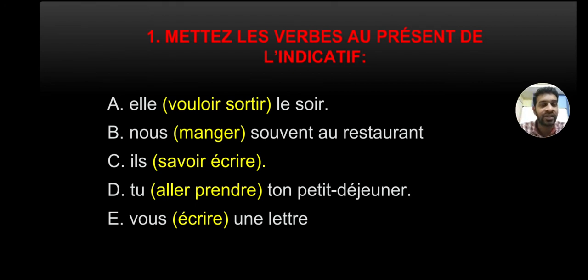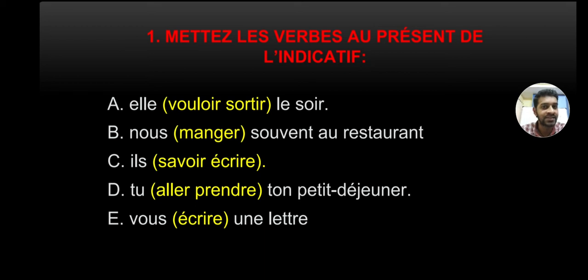Okay, so what about the other sentences? We got two verbs in the bracket. Keep in mind, in French, only the first verb will be conjugated. The second verb remains in infinitive form. For the first sentence, we got vouloir and sortir. Vouloir means want, sortir means to go out. So in this case, we'll be conjugating just the verb vouloir, not the verb sortir. The spelling of sortir will remain the same, S-O-R-T-I-R.